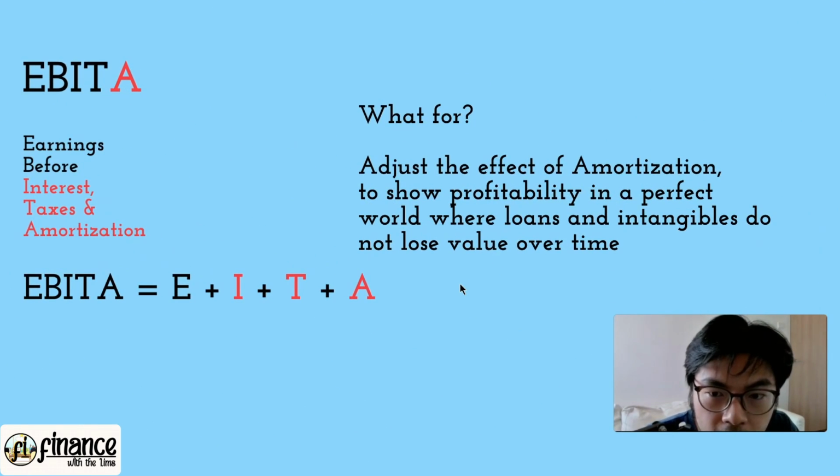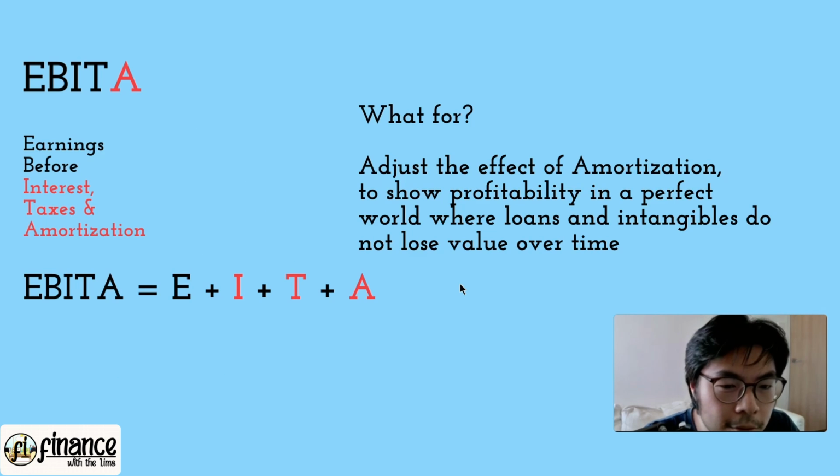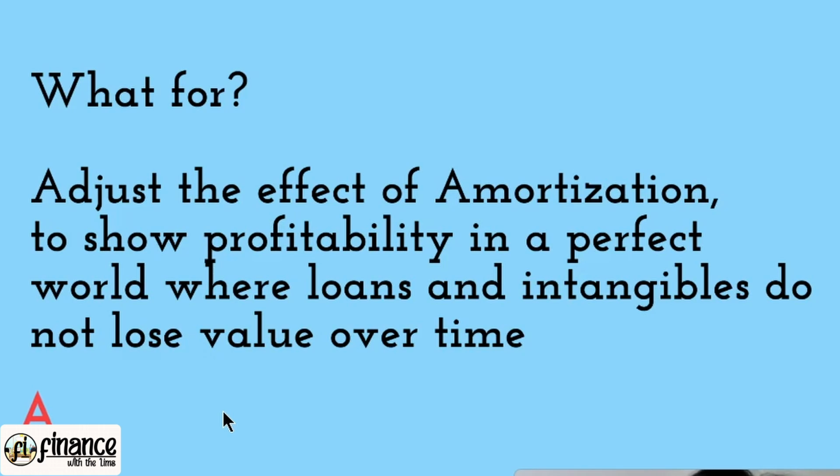Next, what is EBITA? So EBITA stands for earnings before interest, taxes, and amortization. And what does this do? So this adds interest, taxes, and amortization back into earnings. So the new one is amortization. So this shows the profitability in a perfect world where loans and intangibles do not lose value over time.